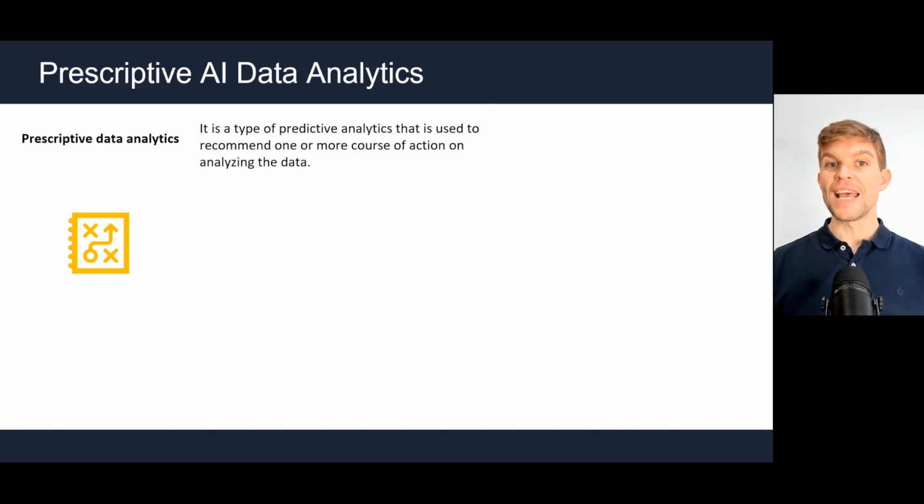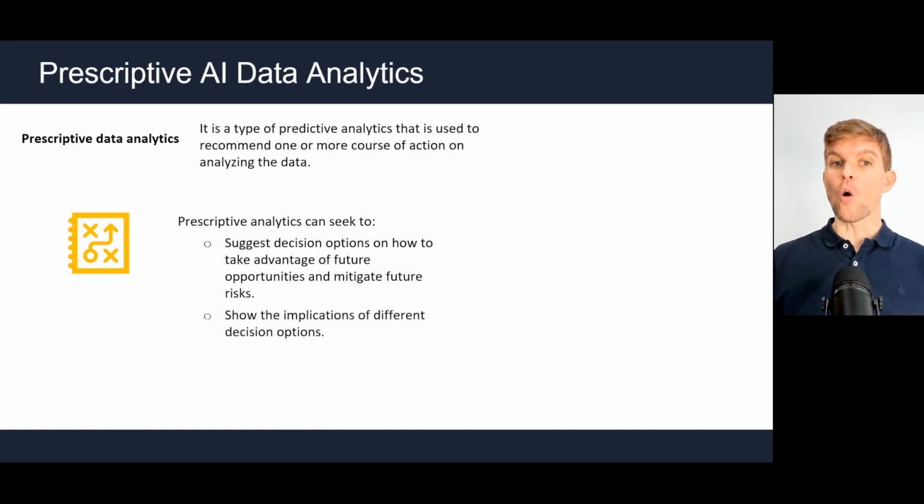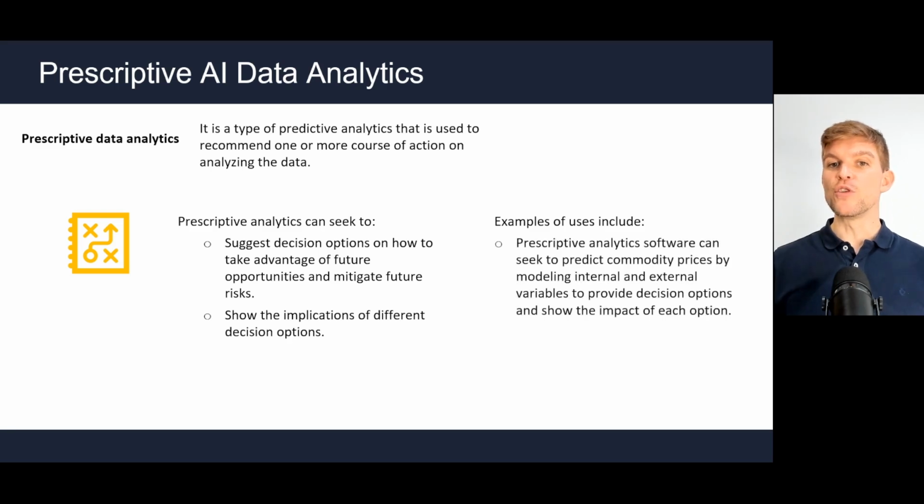But we can either get options for what it can do, and we can seek decision options on how to take advantage of future opportunities and mitigate future risks. But we need to be careful about why is the AI suggesting these things to us, or show the implications of different decision options. Some examples include using, say, software that can predict commodity prices by modeling different variables that we can know about our environment.